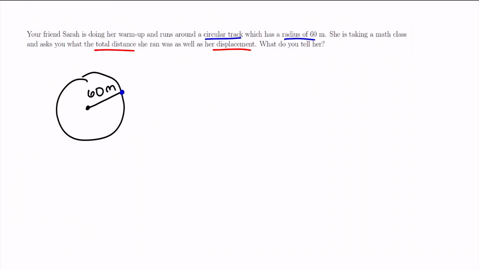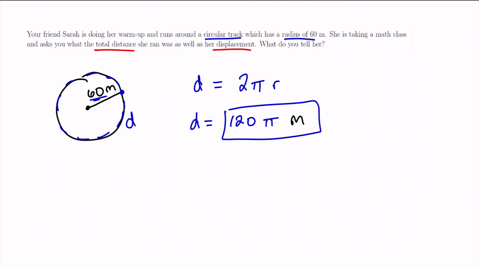Let's say she starts here, though it doesn't really matter because it's a circle, and then she runs all the way around once. Well, this path in blue that I've drawn is d, the total distance traveled. The total distance she ran is just the circumference of the circle, because she ran all the way around a circular track. We know that the circumference of a circle is 2 pi r, where r is the radius of the circle. Since we're given this information, we can plug it in and multiply 2 times 60 to get 120 pi for the circumference of the circle, which is also the total distance traveled by Sarah.